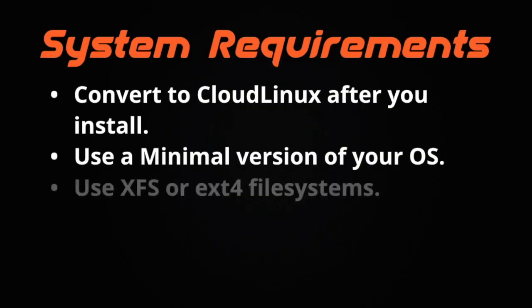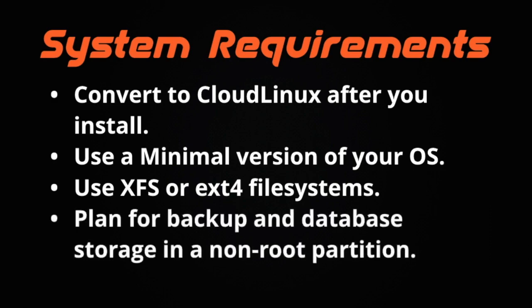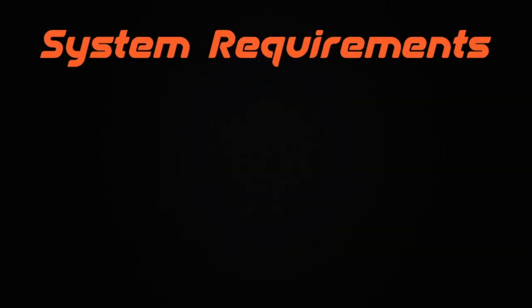For your file system, make sure to use XFS or ext4. You should be thinking about how you're going to handle backups and databases too, so make sure you have separate drives or partitions for those. You want it to be a non-root partition, because otherwise quotas won't work. We have different requirements for each operating system version. If you want to run version 6 of any of these, check out our documentation for all the details. Here's what you need for version 7.